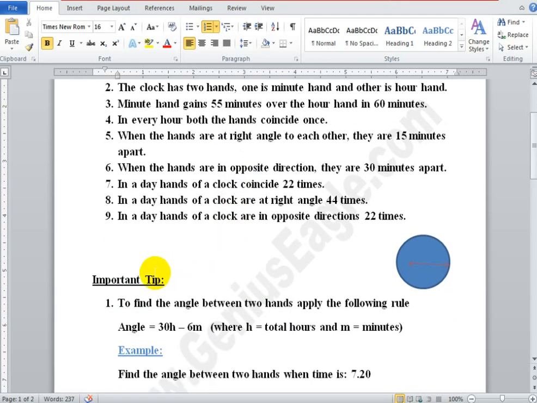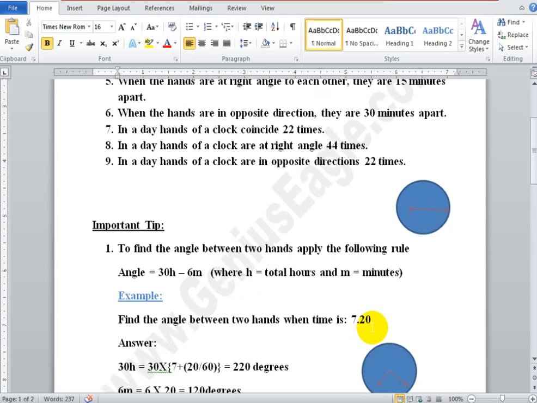There are some more tips. First one is to find the angle between two hands, apply the following rule. Actually, in these types of questions, you have to find out the angle between the hands of the clock. So in order to solve these kind of problems, the angle is 30h minus 6m. This rule is also called 36 rule. Here h is equal to total number of hours and m number of minutes.